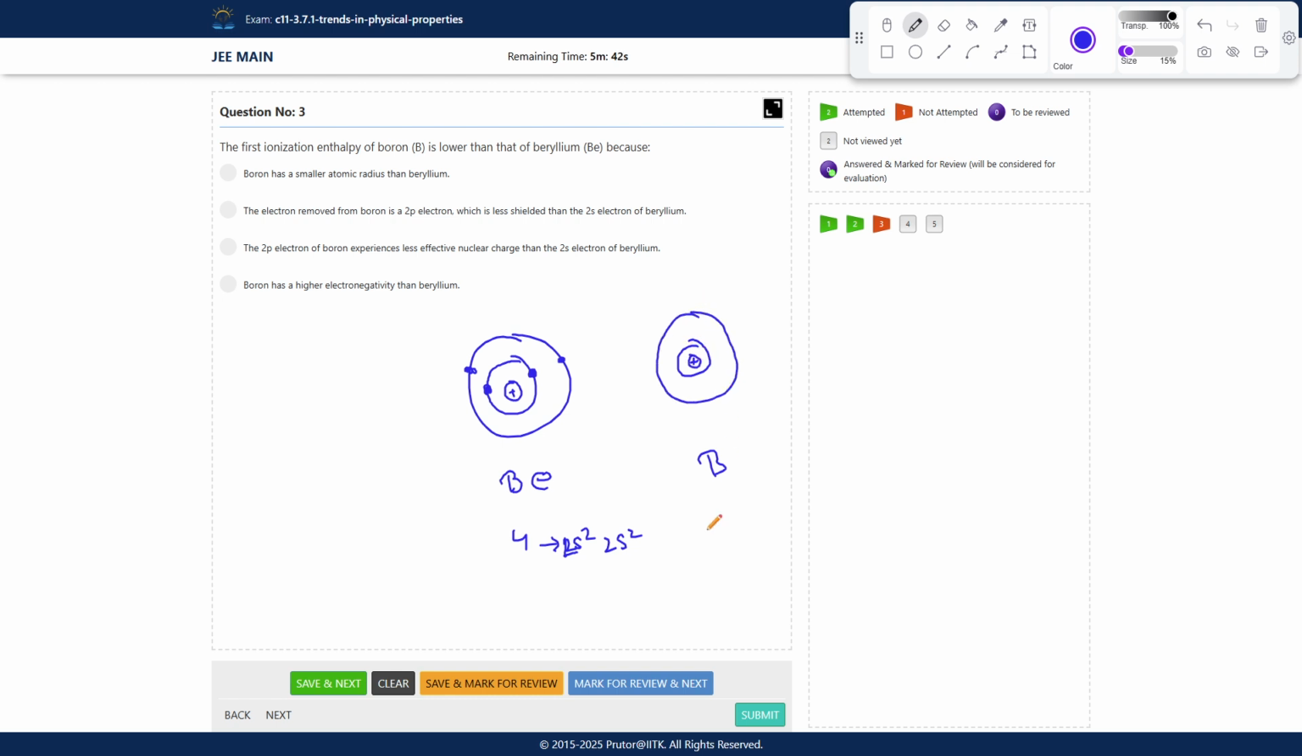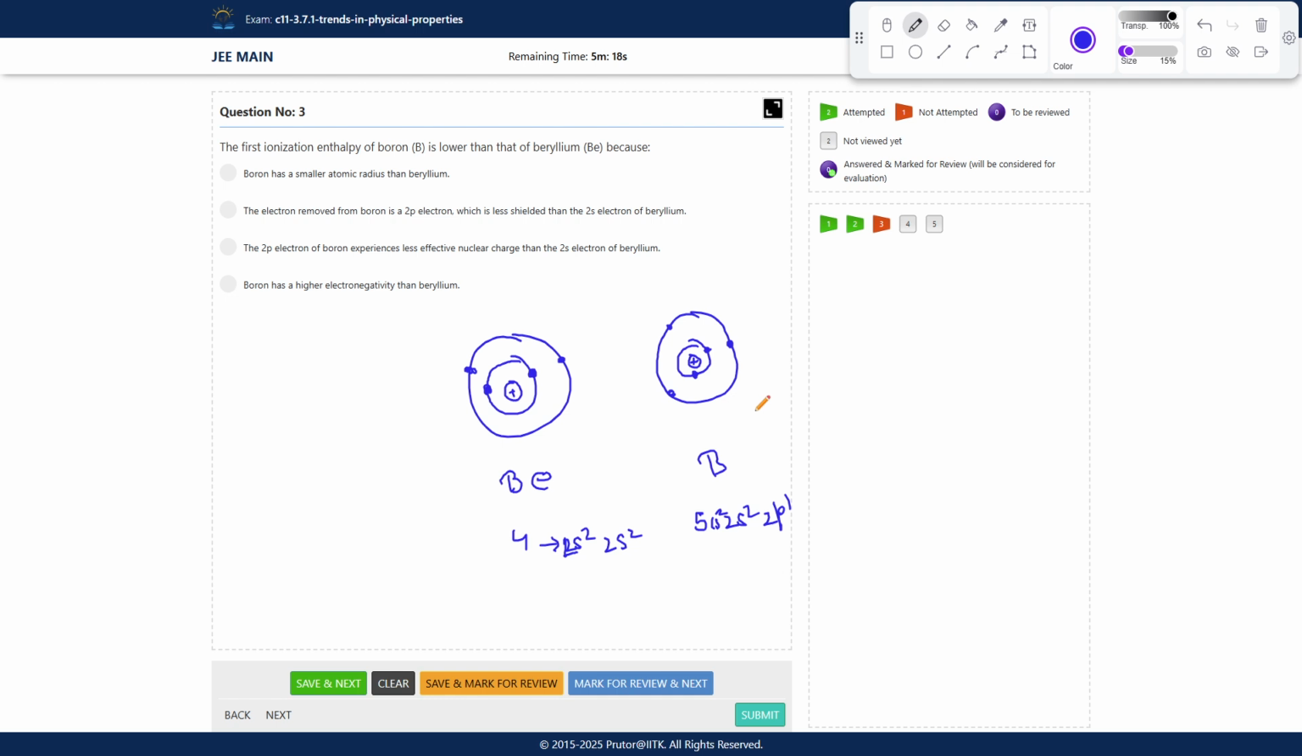Take the case of boron. Lithium, beryllium, boron, the fifth one: 1s2, then 2s2, then 2p1. Here one electron will be there, here the second, third, fourth and fifth. Since they are all in the same shell, they will be represented here.